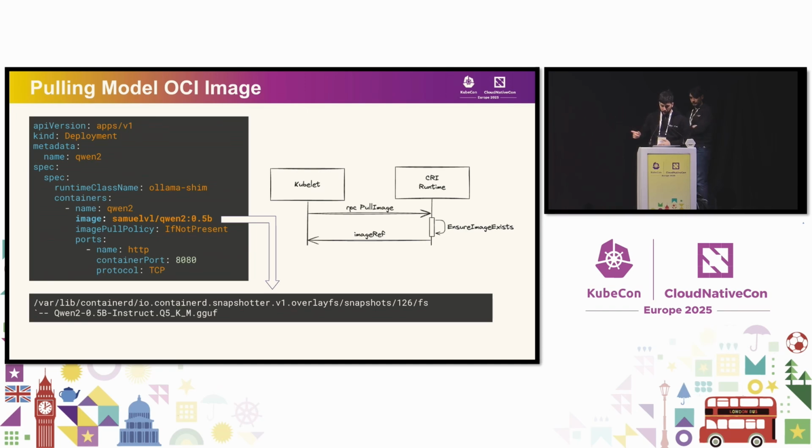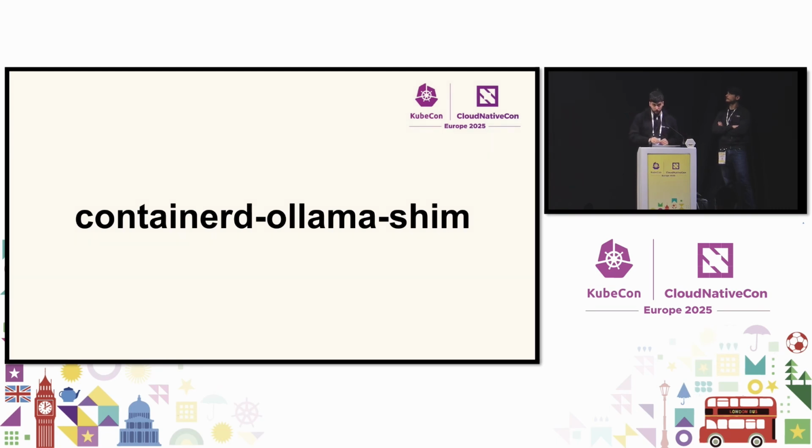With this, when the CRI runtime, when containerd receives the pull image action, it will pull the image into the node, and it will be available for the containers to mount or to use this image, as we are going to see now. So, okay, we have solved the problem of building the models in a format compatible with containerd, or with OCI. Now we are going to see how to build this shim, what we need to create a custom shim, in this case for Ollama, but the idea is the same for any other.